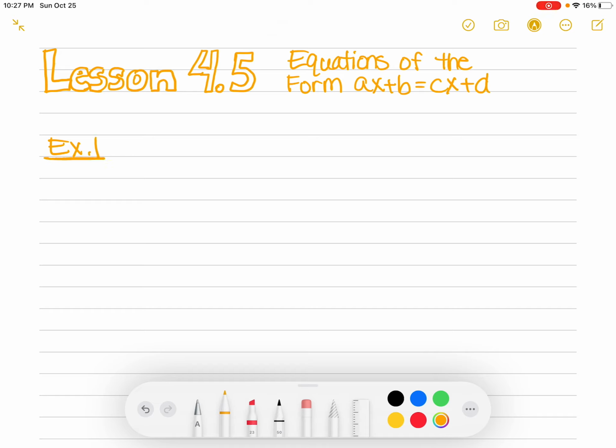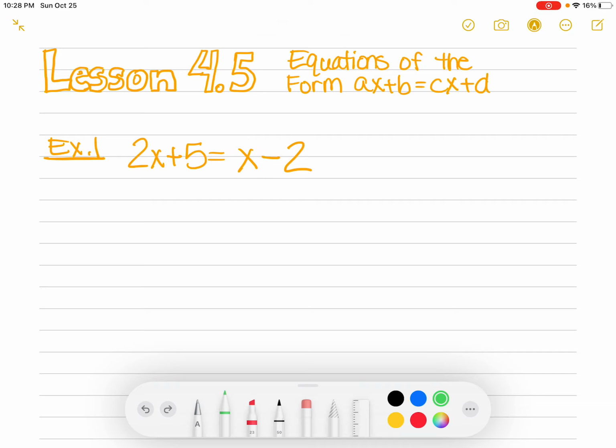We're going to have 2x plus 5 equals x minus 2. Notice that I have x's on both sides of the equation and regular constant numbers on both sides of the equation. In order to solve this, I want to get it to look like the equations we have been solving. I want all the x's on the left side and all the other numbers on the right side. So I need to move this x over to this side. How do I do that?